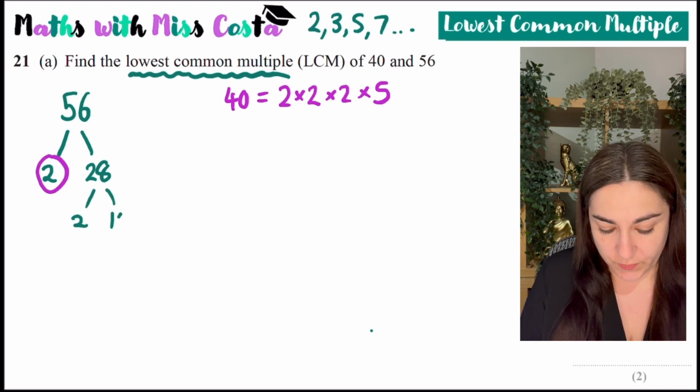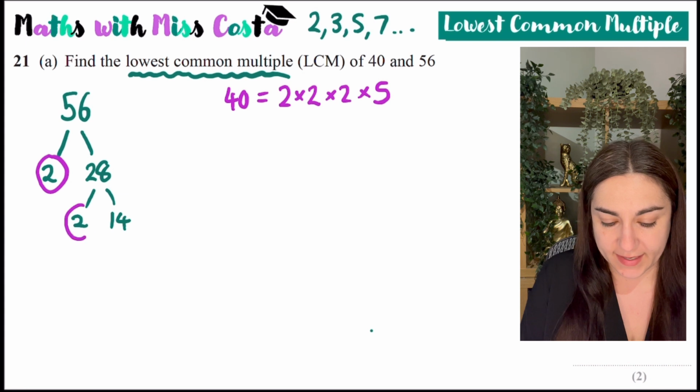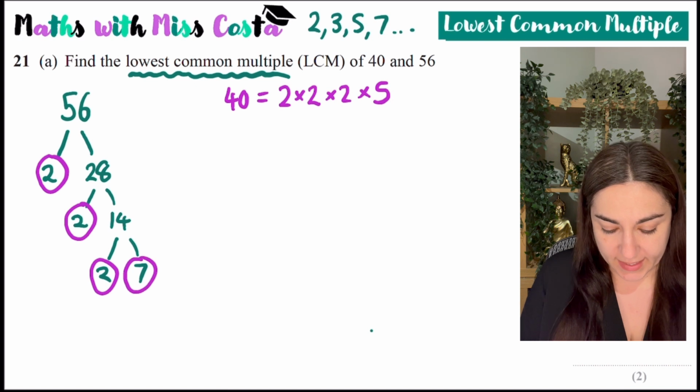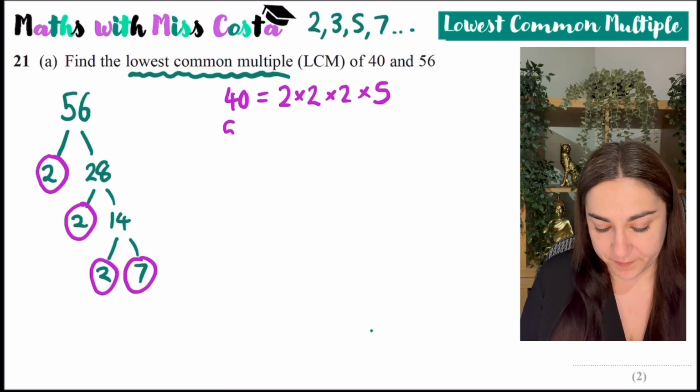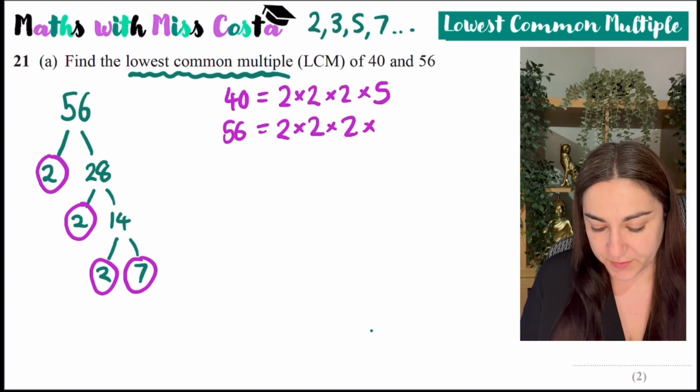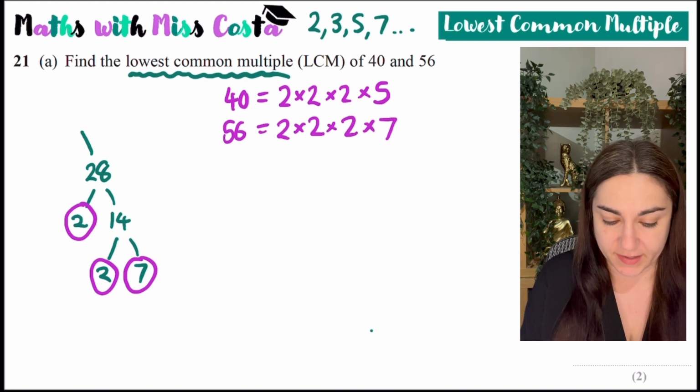And then I've got 2 times 14 makes 28. Again, I circle the 2. Then I've got 2 times 7, circle the 2, and 7 is also a prime number. So I know that 56 is equal to 2 times 2 times 2 times 7.